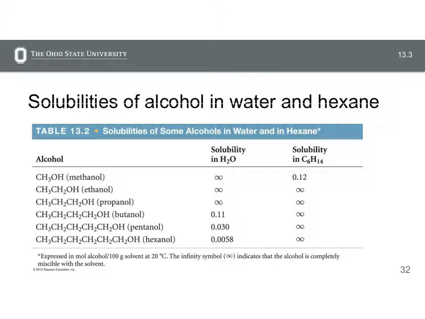Okay. This is a great example. Okay, so this table is going to show you the solubilities of alcohols in water. This is our first, the second column technically, and then in hexane, which is the last column. We've got, in terms of increasing carbon chain, methanol, ethanol, propanol, butanol, pentanol, and hexanol. If you see the infinity symbol, all right, that basically means miscible.